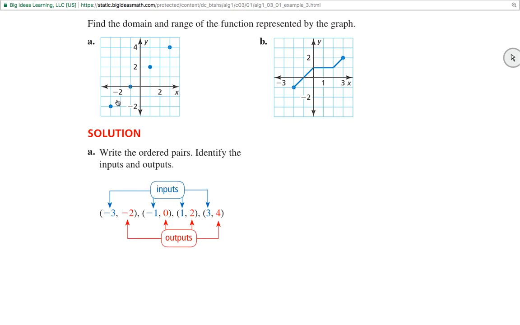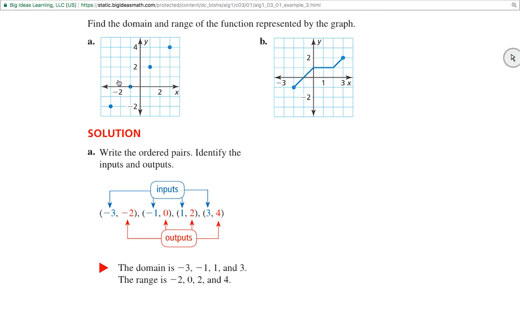The range is going to be all the y. So right here, this y value is going to be negative 2, y equals 0, y equals 2, and then y equals 4. Notice I put this into coordinate points, (x, y), (x, y), (x, y), (x, y). Inputs are all in blue, outputs are y. So domain is right there, negative 3, negative 1, 1, and 3. Range is negative 2, 0, 2, and 4, and that kind of lines up with those points.